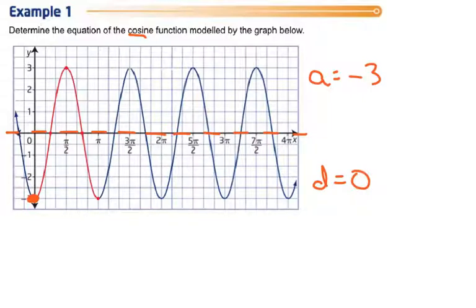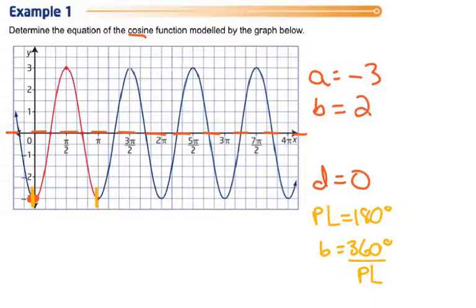B, the horizontal component, is derived from our period length. Well, if we have one trough here and one trough here, from 0 to pi, pi is also 180, so our period length is 180, and to find B, B is 360 divided by period length, so 360 divided by 180 tells us that B is 2.